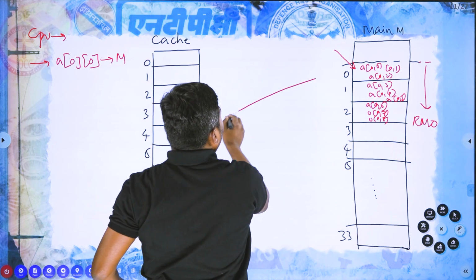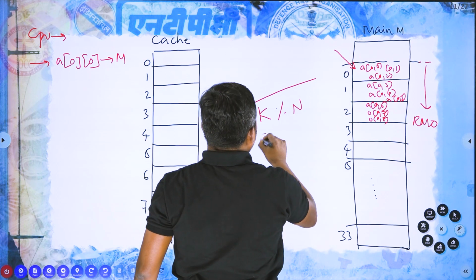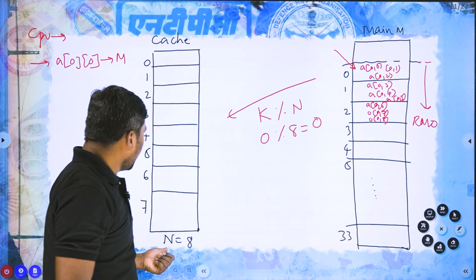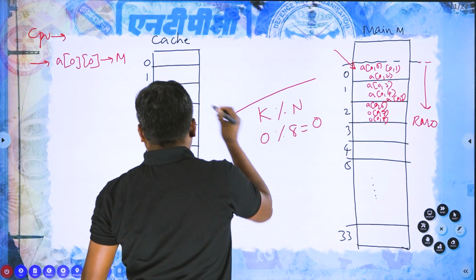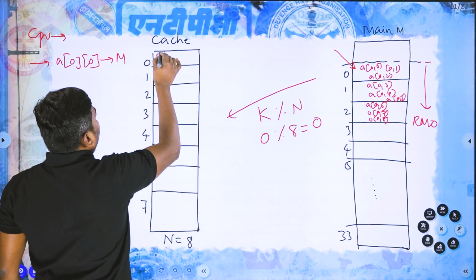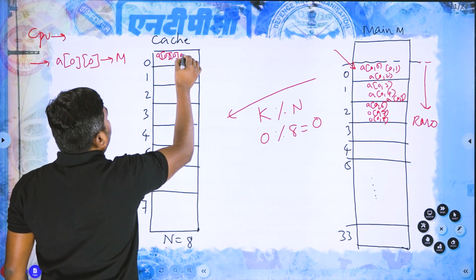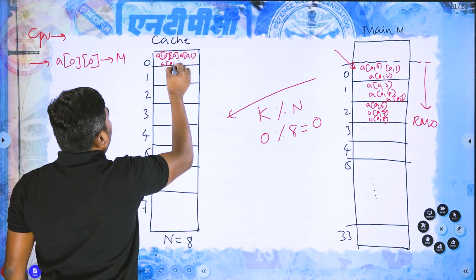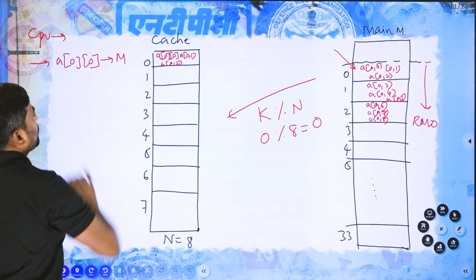What is the way of placing? Same k modulo n. Do you remember? This is 0 modulo 8. What is the value? 0 only. Correct or not? There are 8 cache blocks. Block 0 of this program segment, 0. So that means we have to place it here. Getting it? So the words will come: A of 0, 0, then A of 0, 1, let me write in short form, and A of 0, 2 will come. Correct? Getting my point?